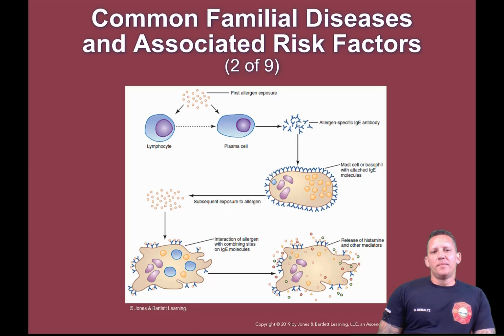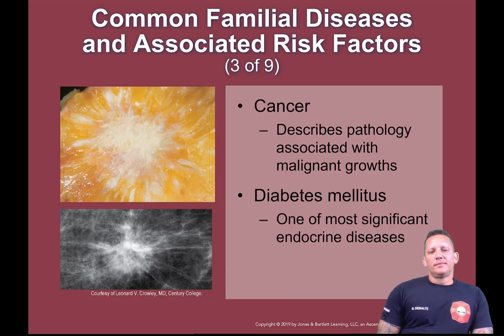This is a great pictogram of the immune system being hyperactive, with somebody who would ultimately end up being anaphylactic to a particular protein or foreign substance. Look a little bit into the cancers and pathophysiology with malignant growths, and then diabetes, which is one of the most significant endocrine diseases. Right? Diabetes is or can be caused by an autoimmune disorder.